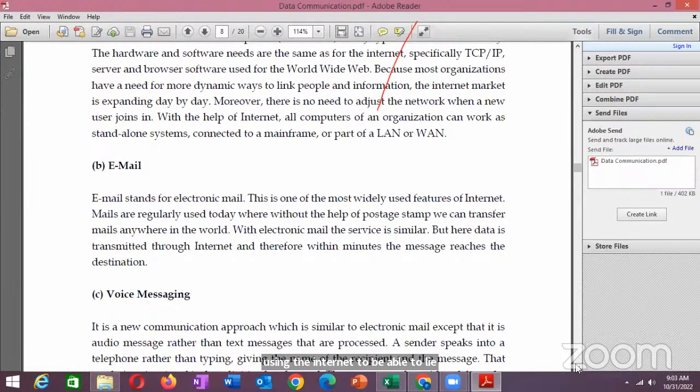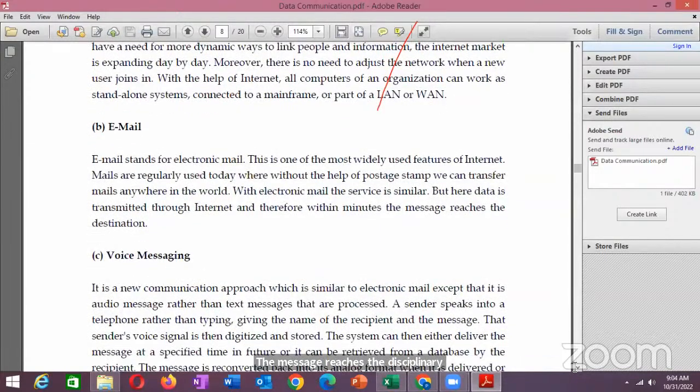We have the electronic mail, which stands for email. This is one of the most widely used features. Internet mails are regularly used today. Without the help of a postage stamp, we can transfer mails anywhere in the world. With electronic mail, the service is similar, but here data is transmitted through the internet, and therefore within minutes the message reaches the destination.